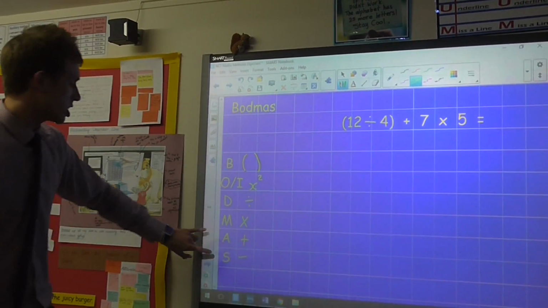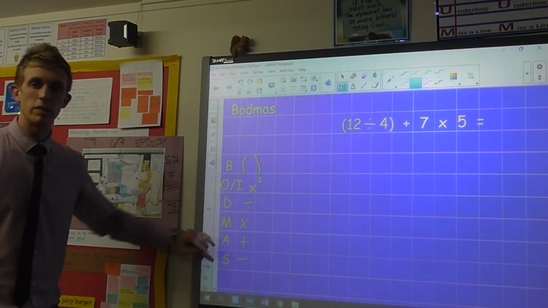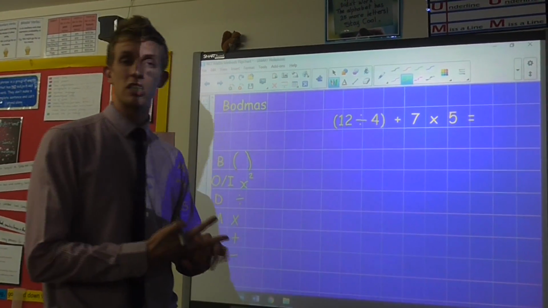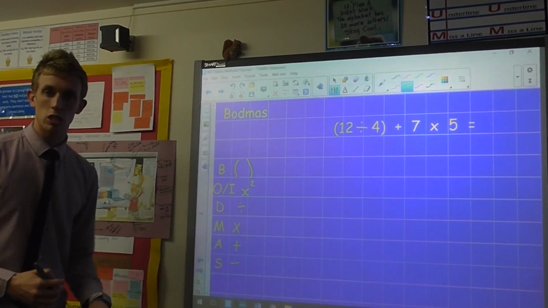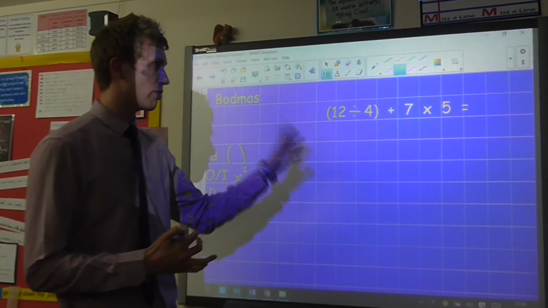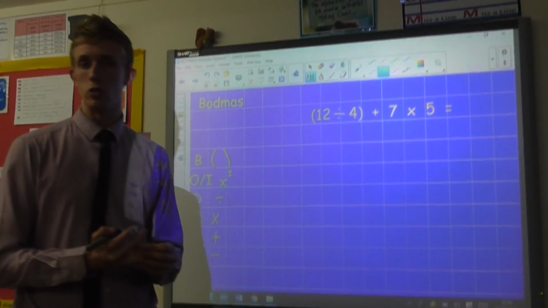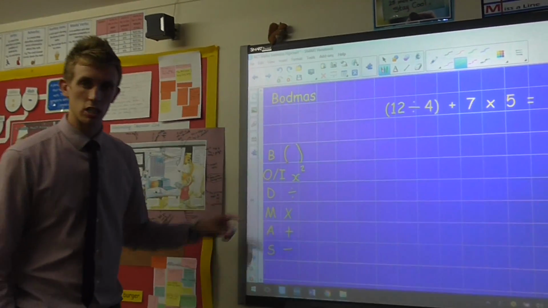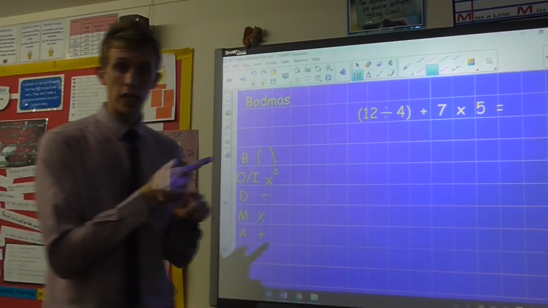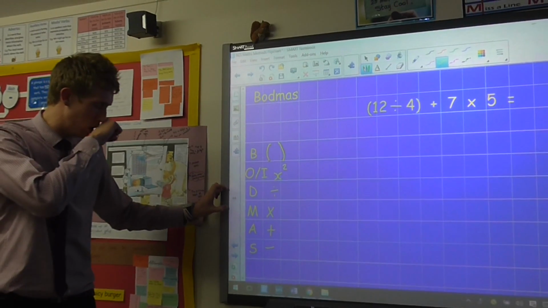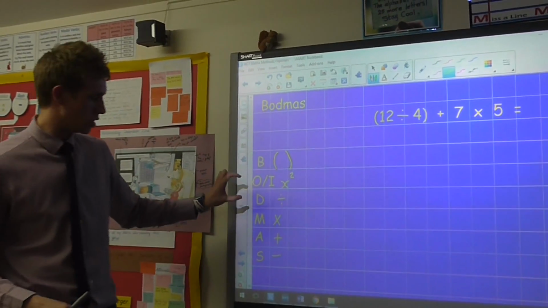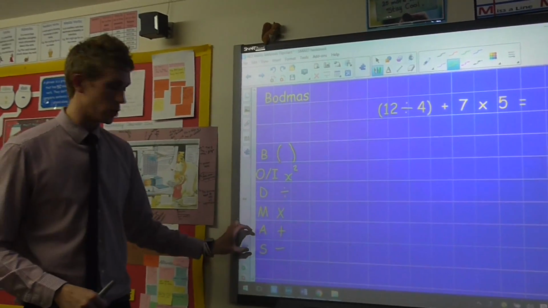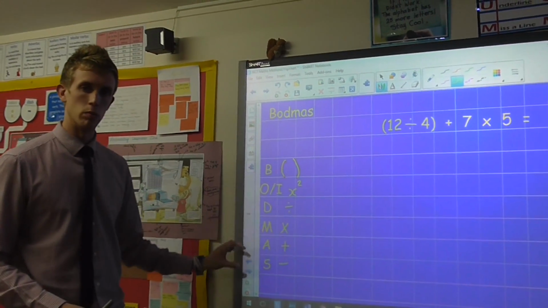Now, addition and subtraction can be done in any order, so it doesn't necessarily have to be addition and subtraction. Sometimes, to make the problem work, I might need to do subtraction before I do the addition. That's not a problem. And the same applies to the division and multiplication. Sometimes they need to be interchangeable. But I must make sure that I do the division or the multiplication before I do any addition and subtraction. That's the really important bit.